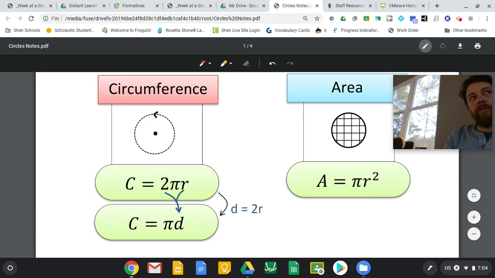Now, because we're talking about a circle, pi will always be involved. So in order to find the circumference of a circle, in order to find the distance around this circle, you absolutely have to use this formula. This is specific to a circle. You cannot use this formula for a square or a rectangle or a triangle. It's only for a circle.